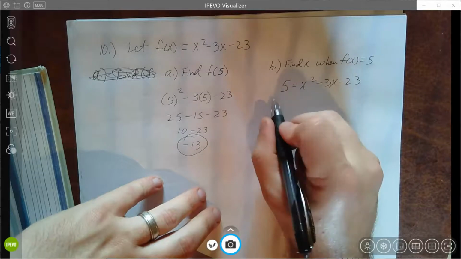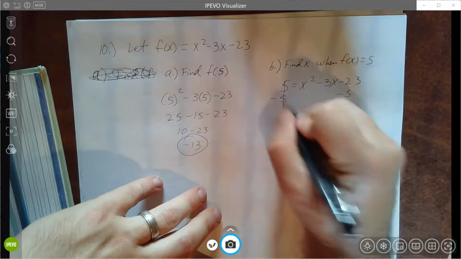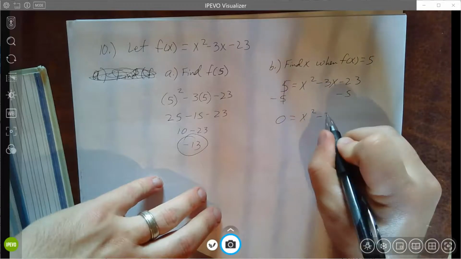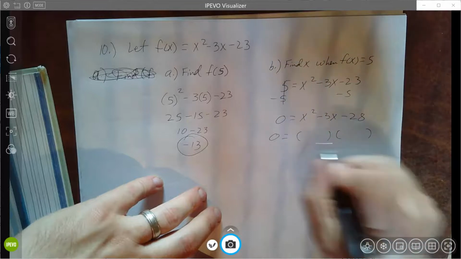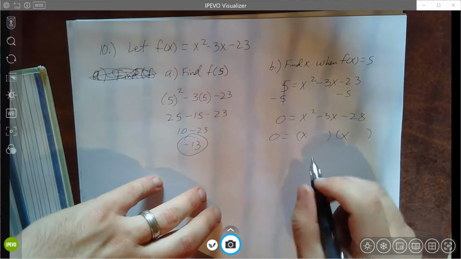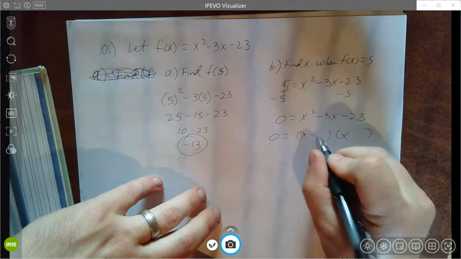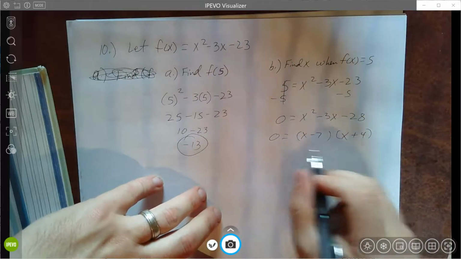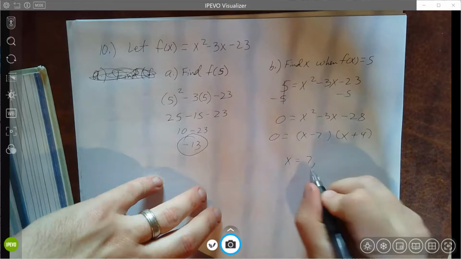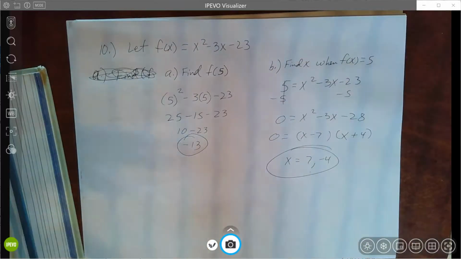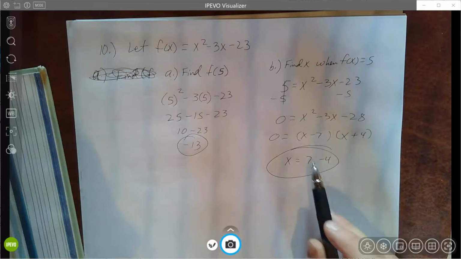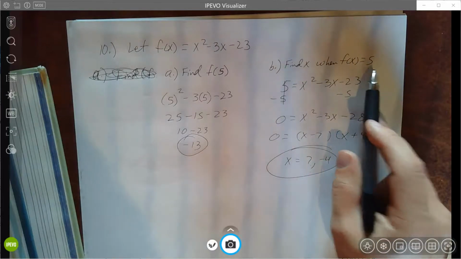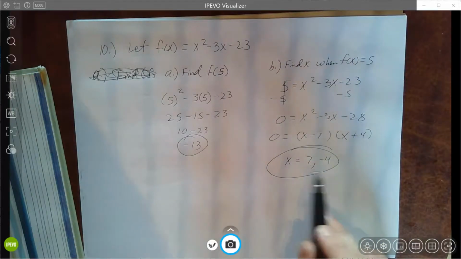Remember, one side of the equal sign has to be 0, so I'm going to move my 5 over here. So 0 equals x squared minus 3x minus 28. I'm going to factor that. What multiplies to get negative 28 and adds to get negative 3? I believe that's going to be a negative 7 and a positive 4. So now if I solve both of these, I'm going to get x equals positive 7 and negative 4 whenever I set them equal to 0 and move them over. So the values of x when f of x equals 5 are both 7 and negative 4. It means that function hits the height of 5 at both of these values for x.